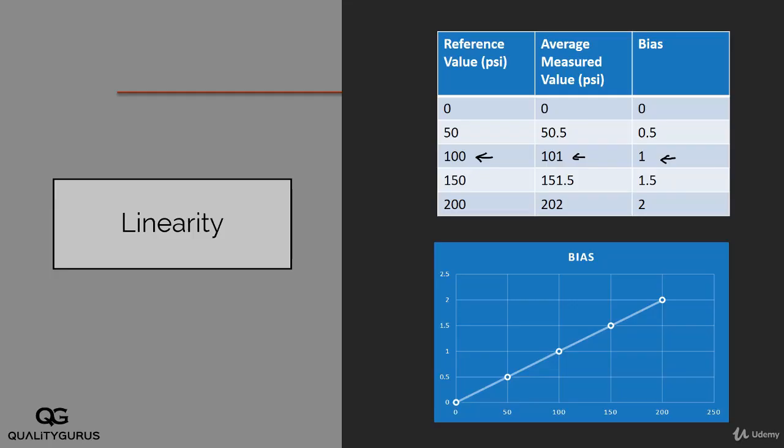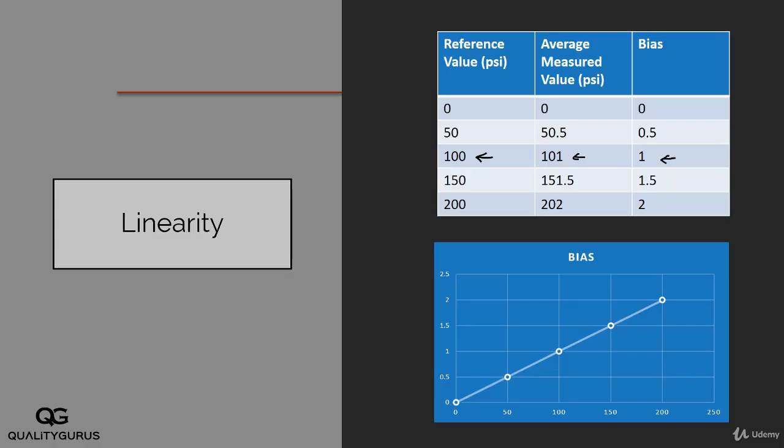But now here I see that the bias is different. Bias is not 1 psi at all these points. So that means it's not just bias. There is a linearity problem as well, and I can plot here how bias changes over the range.